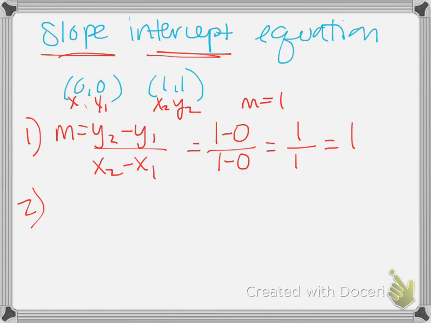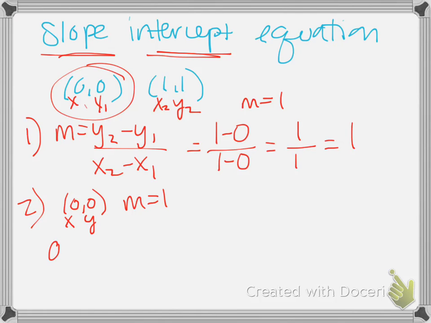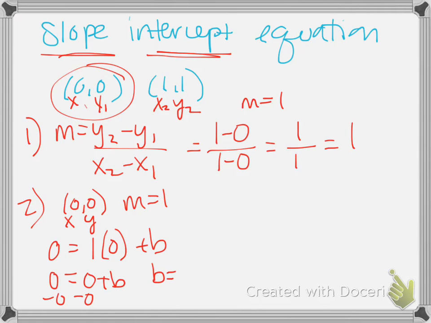Now I need to find my y-intercept because I don't have it yet. So I'm going to pick a point. Let's pick 0, 0, and my slope, and I'm going to plug it in. So I have x, y: 0 for y, 1 for my slope, 0 for x. 0 times 1 is 0. If I subtract a 0 from both sides, my b should equal 0.